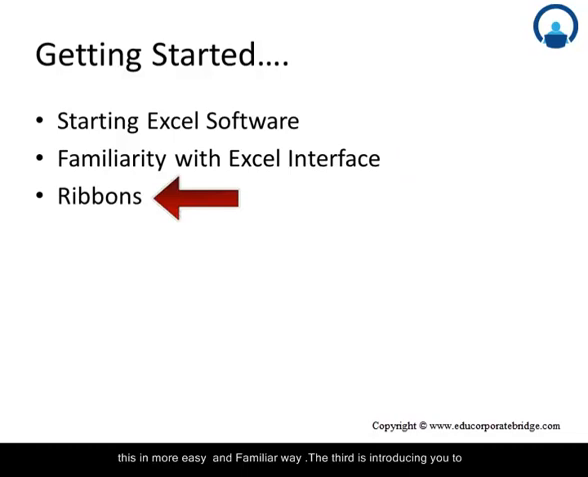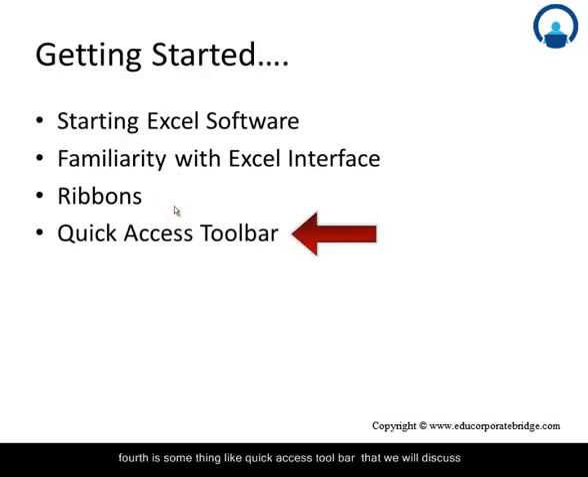The third is introducing you to the concept of ribbons, and ribbons are essentially designed to make the life of the user much simpler, so we will tell you more about that. Fourth is something like quick access toolbars that we will discuss. Quick access toolbars, by the word, means that we will be able to have some menu commands by which we will be able to do functions with much ease.